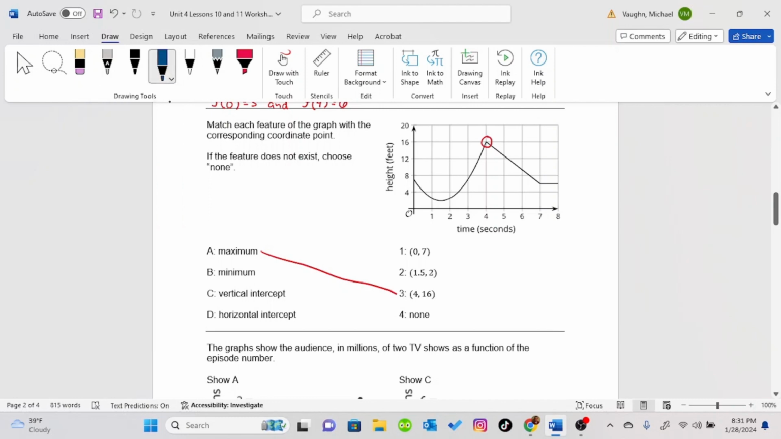B wants the minimum. The minimum is the lowest point on the graph. We find that at the bottom of this valley here, where the value is x equals 1.5 and y equals 2. So B, the minimum, matches choice number 2.